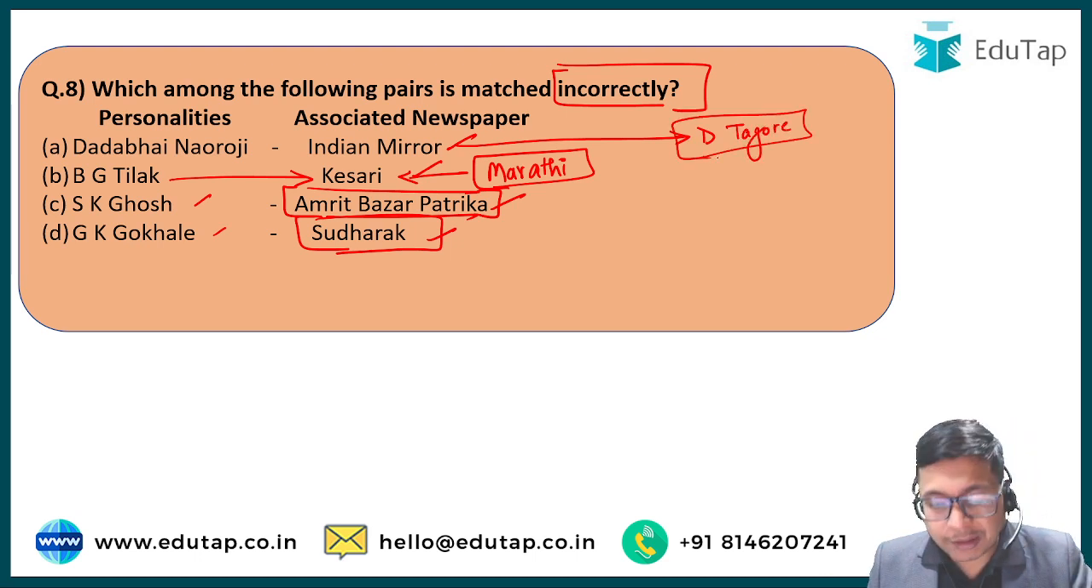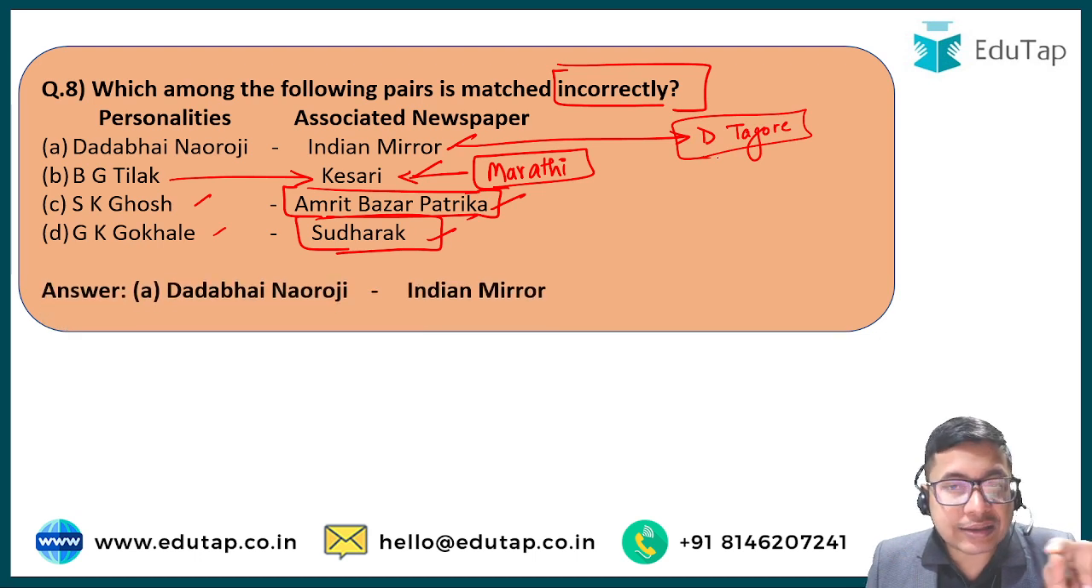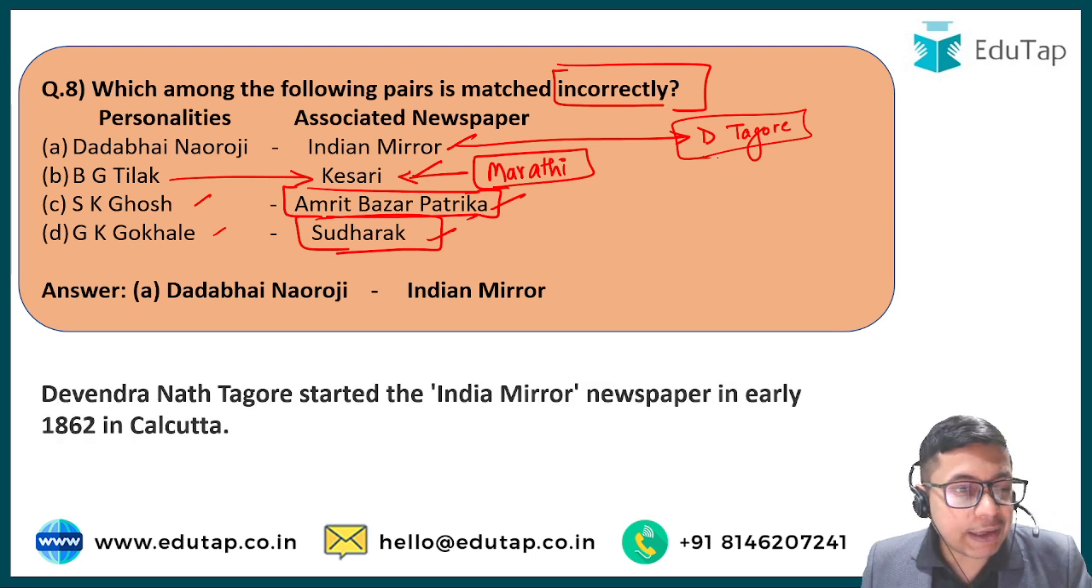Okay, and not Dadabhai Naoroji. So Indian Mirror is incorrectly matched with Dadabhai Naoroji. Indian Mirror has to be matched with Devendranath Tagore, who was also one of the first members from the Tagore family who went into the business of publishing magazines, journals, or newspapers. Option 8, correct answer is option A. Question number 8.